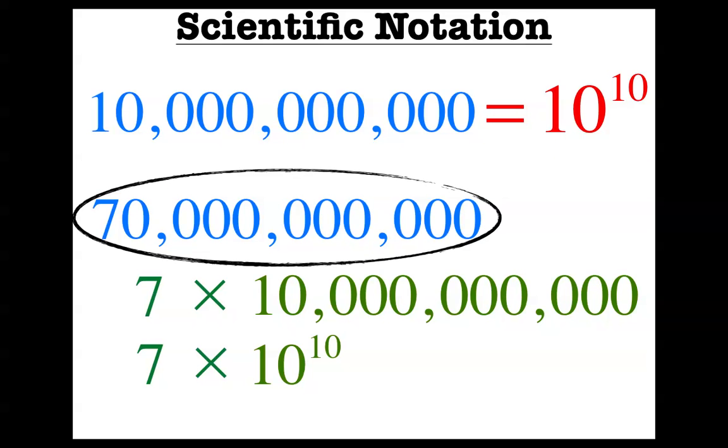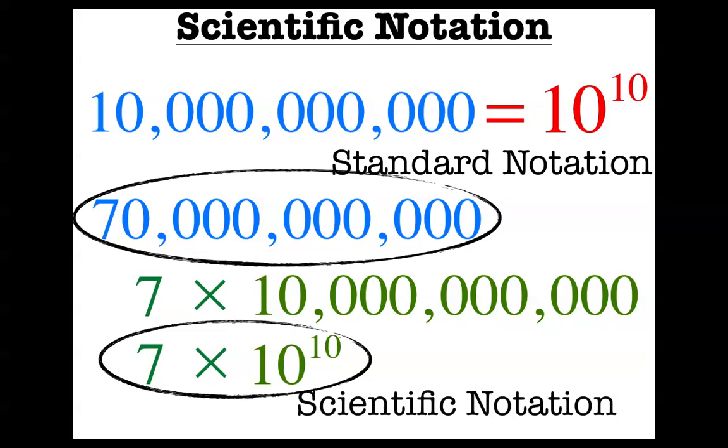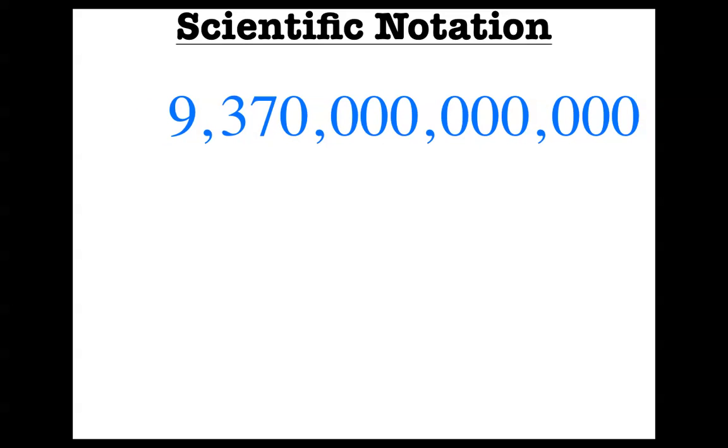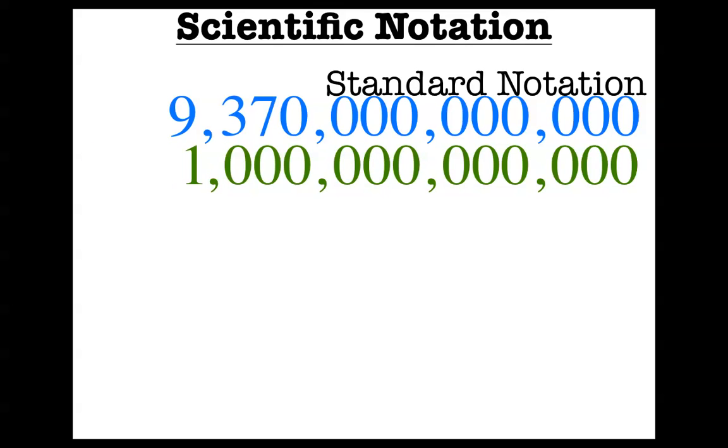Yes, you could. And what we just did is we took the standard way of writing 70 billion, the standard notation, and we just changed it into scientific notation. Okay, so scientific notation is a shorter, abbreviated way of writing the standard way that we write numbers. Here's a better example. Okay, what if I had, oh boy, this is 9,370,000,000,000. Okay, that's the standard notation way to write it.